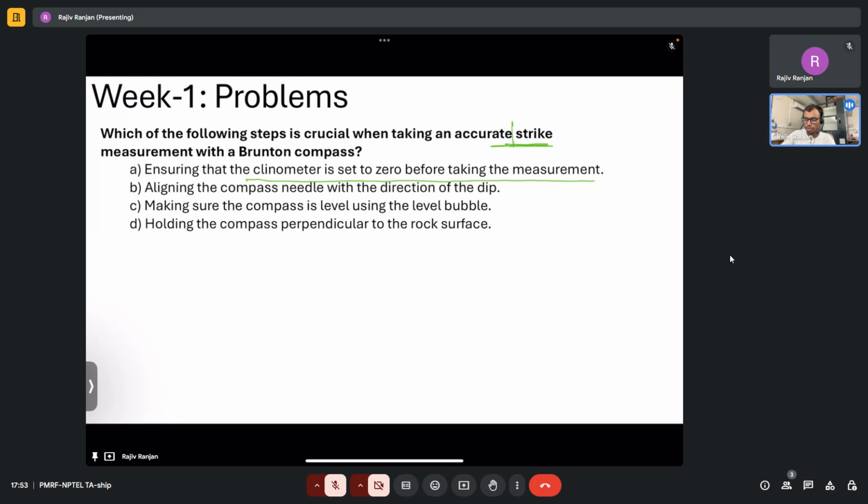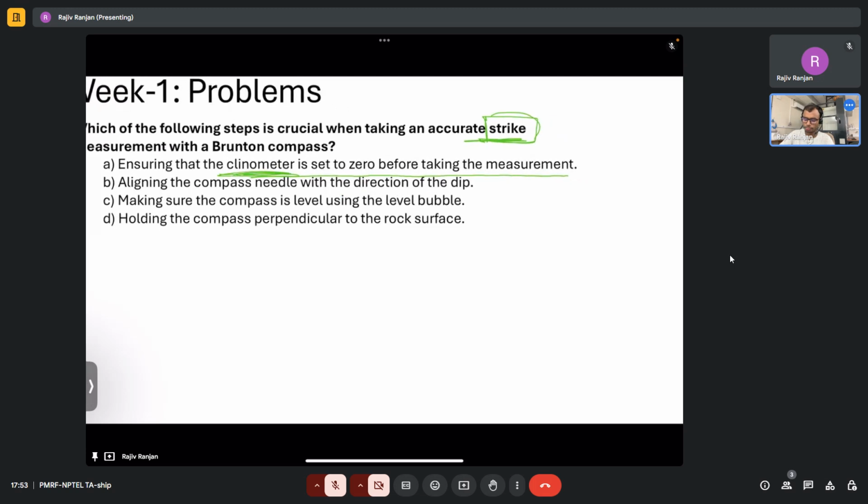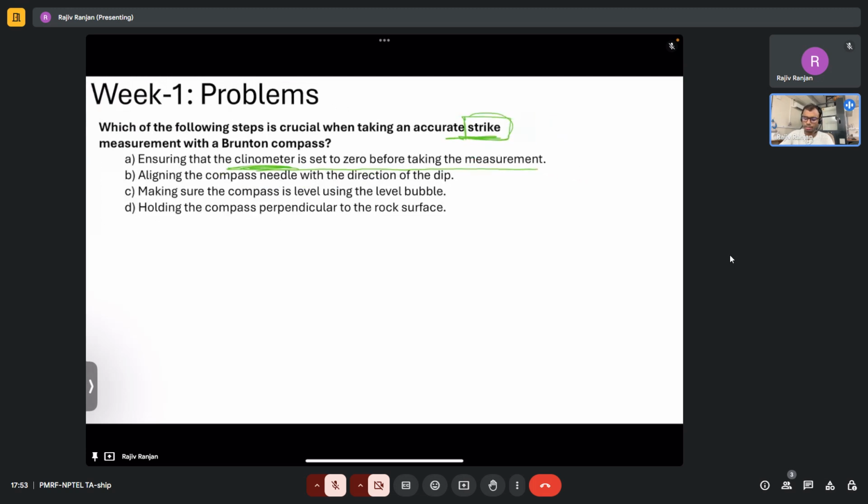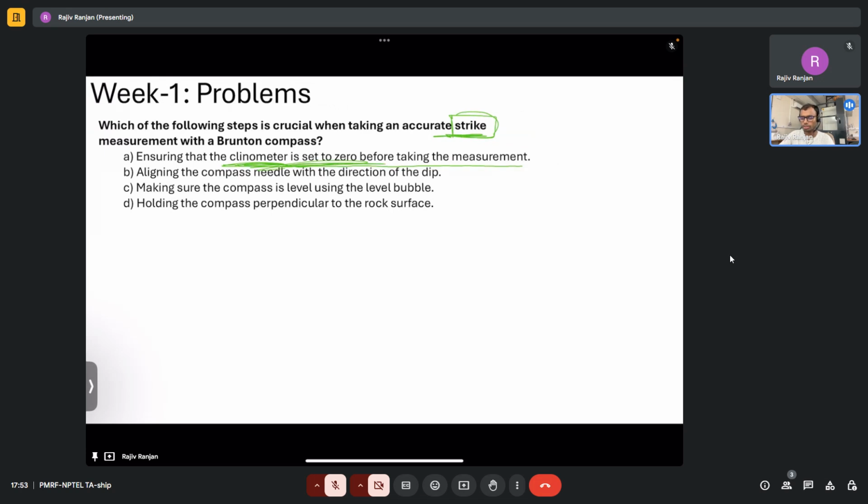Here, the point to notice is that we are measuring a strike. In strike, the clinometer is not important, and setting it to 0 is not important. Why? Because it is not something like weighing something and tearing it to 0. No, it's not like that. Aligning the compass needle with the direction of the dip is also not true. We don't have to do these processes.